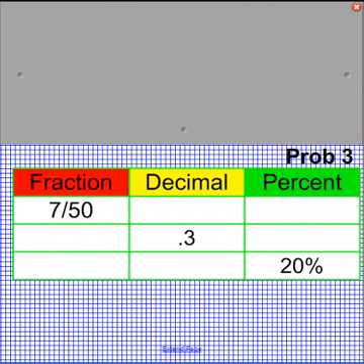Problem 3, just like problem 2. We may have 1, 2, or 3 students come up to the board and figure out the fraction, decimal, and percent that's missing. Remember, when you pick up a pen, the video will pause until you place the pen back in the tray. Please pick up a pen now.